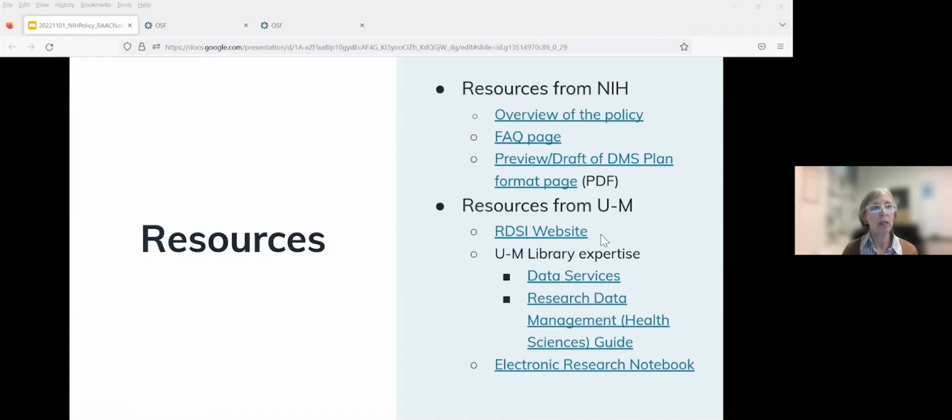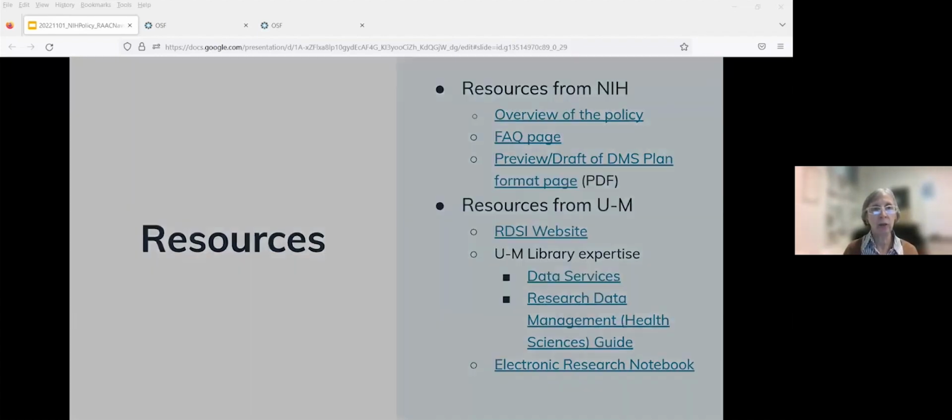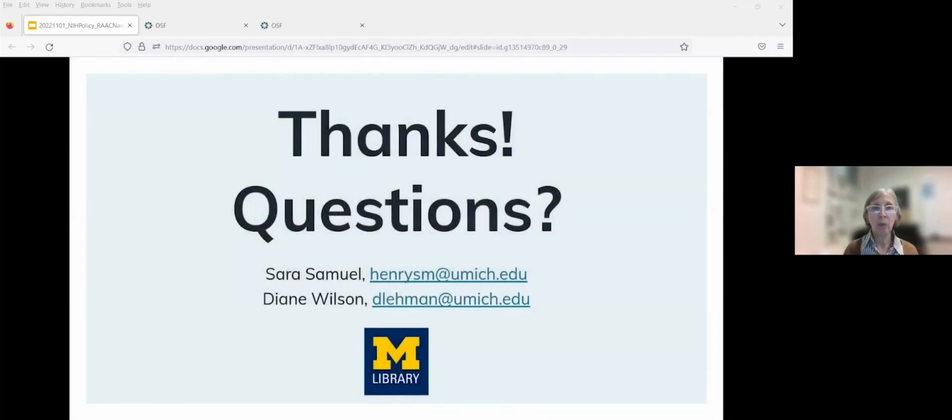Here are the links to the RDSI web site, and then the health sciences guide that focuses on the NIH policy. Also, we want to remind you that there is an electronic research notebook platform and lab archives, which you can access by going to the last link on this slide. So for bench research, that could be a particularly useful tool to be identifying and thinking about your metadata and your data organization.